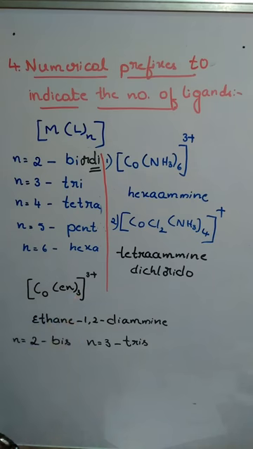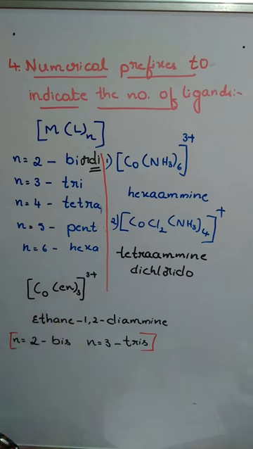The number of ligands is to be mentioned as bis if it is 2. If 3 is there, then it is tris. So we'll try to name this compound. This is an extra part. We are going to write the name of this one.